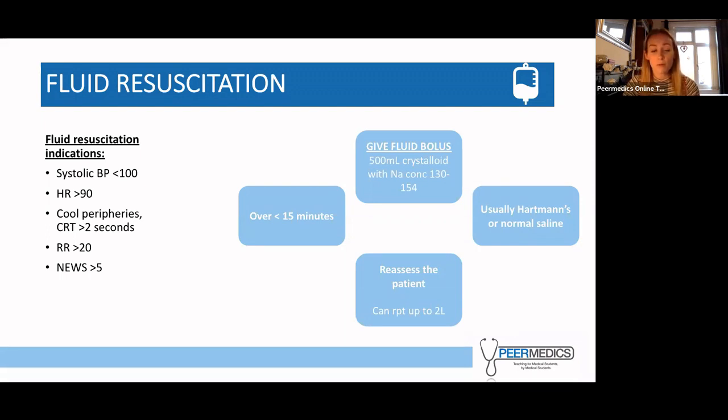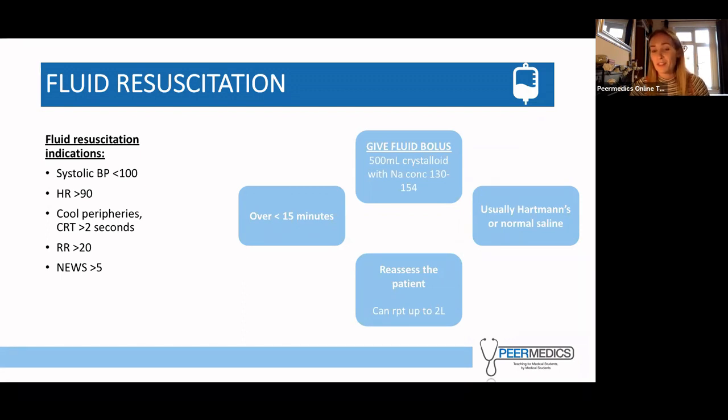Now, I tried not to get too bogged down into the kind of physiology of the fluids that you're going to be using. I had a look at your pharmacy tutorials and it goes into it in quite a lot of detail. So if you want to look at the physiology of which fluids are used, then I'd recommend going there. In the interest of keeping this more as a revision, I'm going to stay away from that.